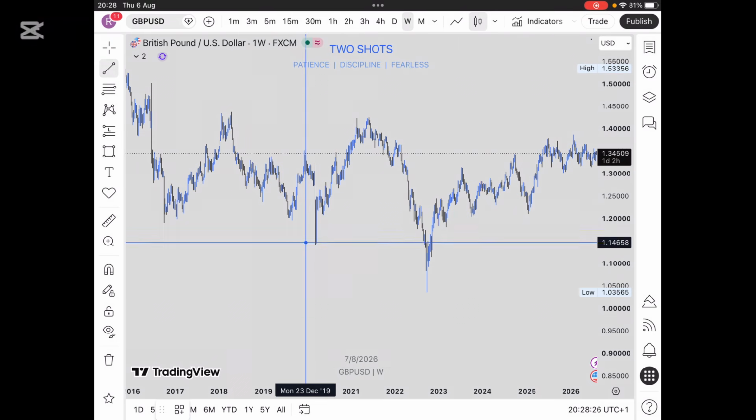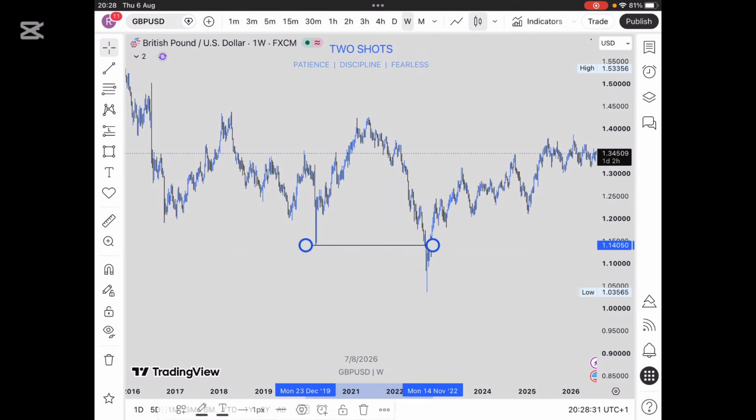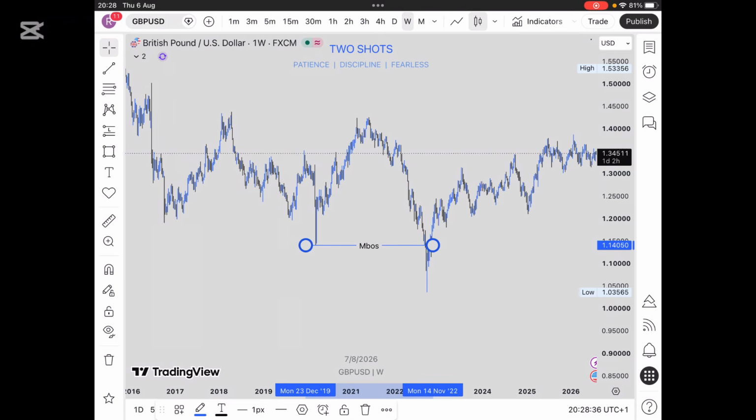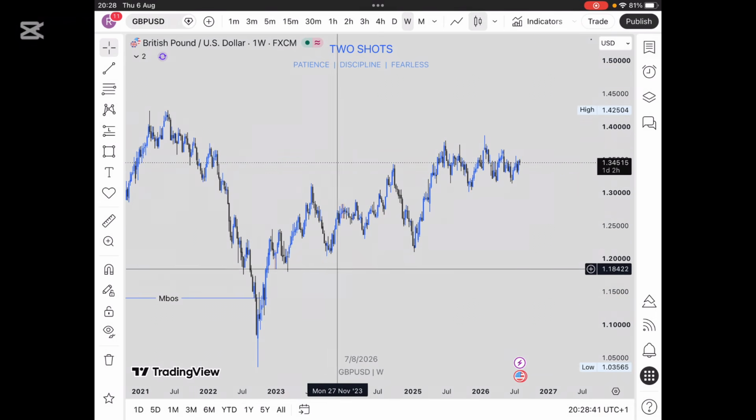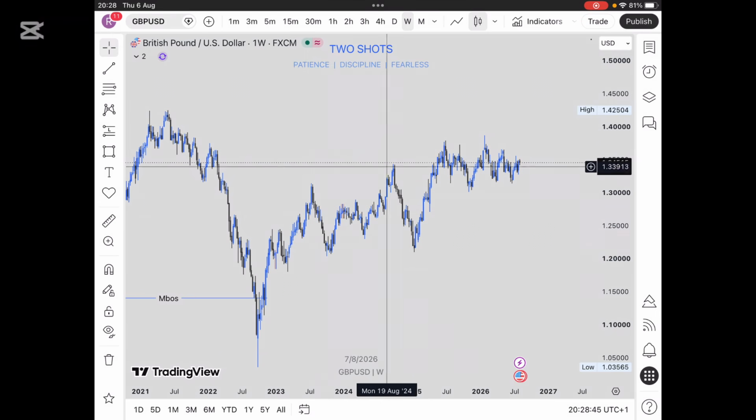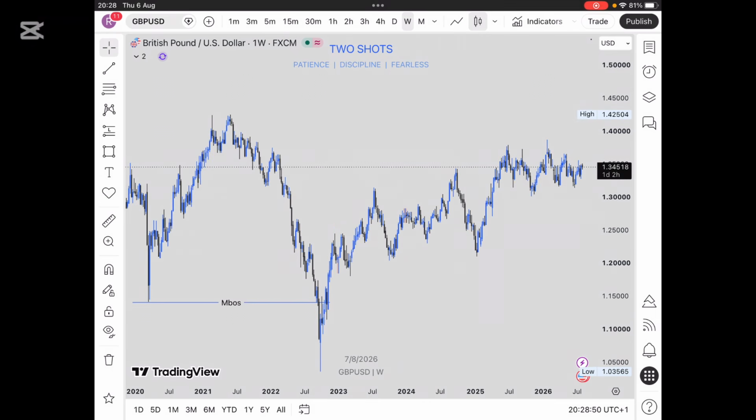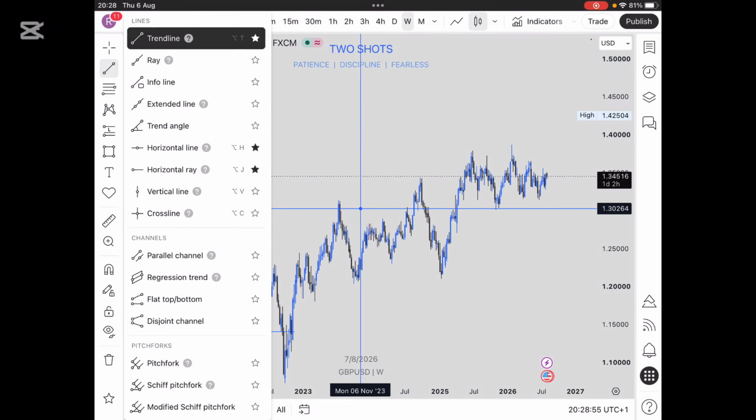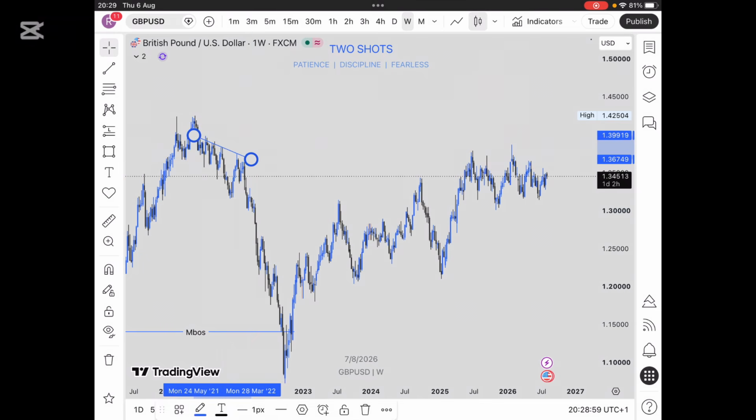So this was our last break of structure to the downside before we started having this bullish pullback. This higher high, higher low, higher high, higher low, and a higher high. And if we look closely, we are going to realize that we have a little trend line, or trend line liquidity right here.